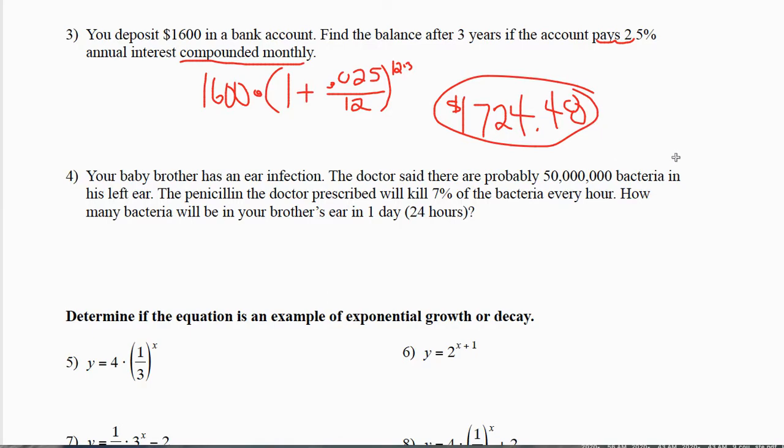Okay. Your baby brother has an ear infection. The doctor said there are probably 50 million bacteria in his left ear. The penicillin the doctor prescribed will kill, so we know that the word kill tells us we are going to subtract. 7% becomes 0.07 of the bacteria every hour. How many bacteria will be in your brother's ear in 1 day?